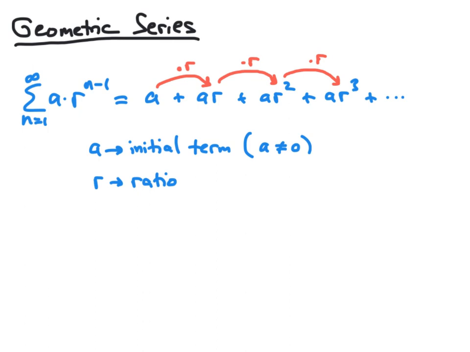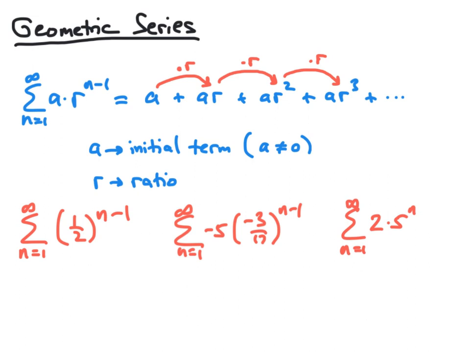When we have a geometric series, we call a the initial term, and again, that cannot be 0. And we call r the ratio. And this term makes sense because if we take any term in our series and divide it by the previous term, what we've just seen is that we will always obtain the number r. And so it'll be our constant ratio of one term divided by the previous term.